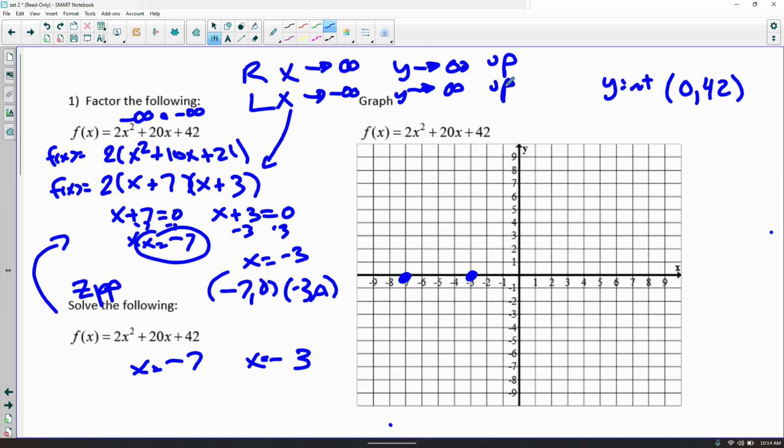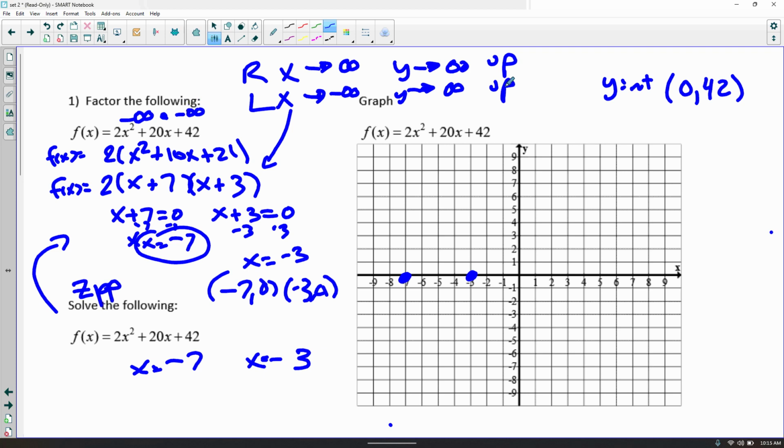That's what a parabola does. It goes up and up. So that's the same thing. The reason why is that I'm just squaring something. So a negative times a negative gives me a positive. If I put a positive in this, positive times a positive gives me a positive. All right, so there's your end behavior.